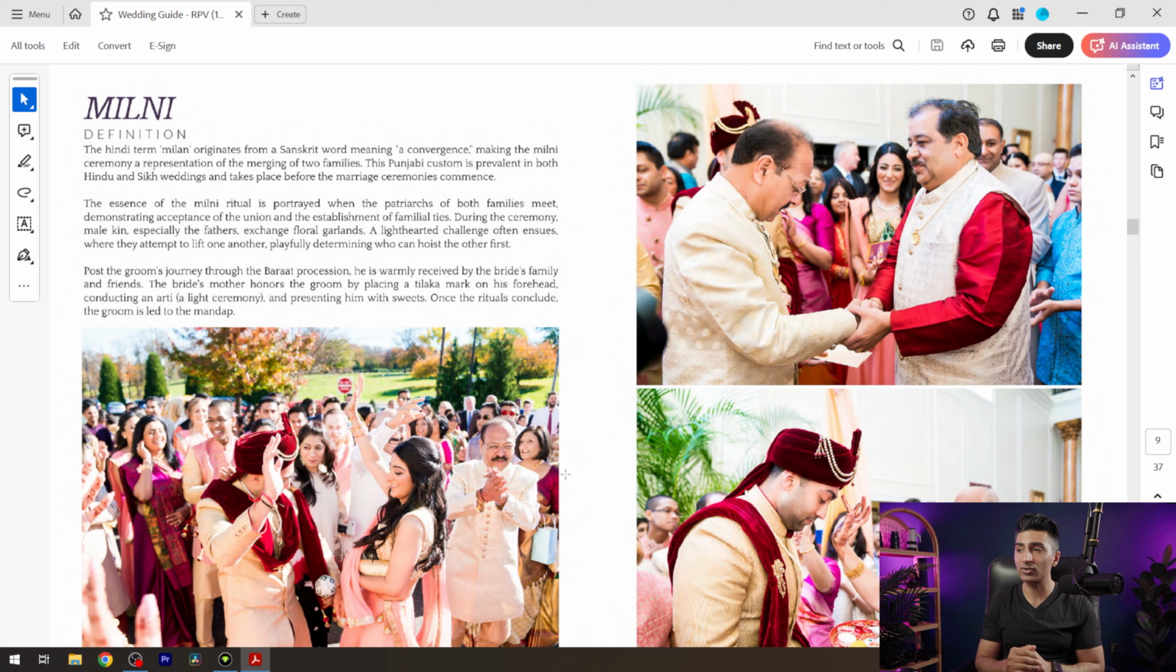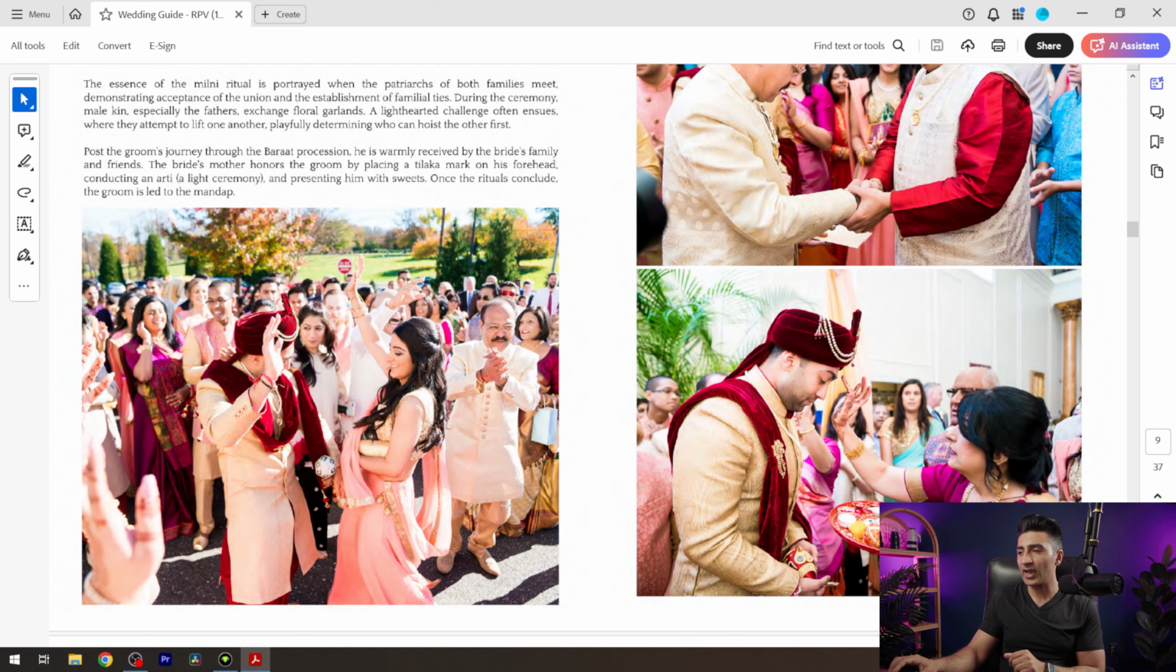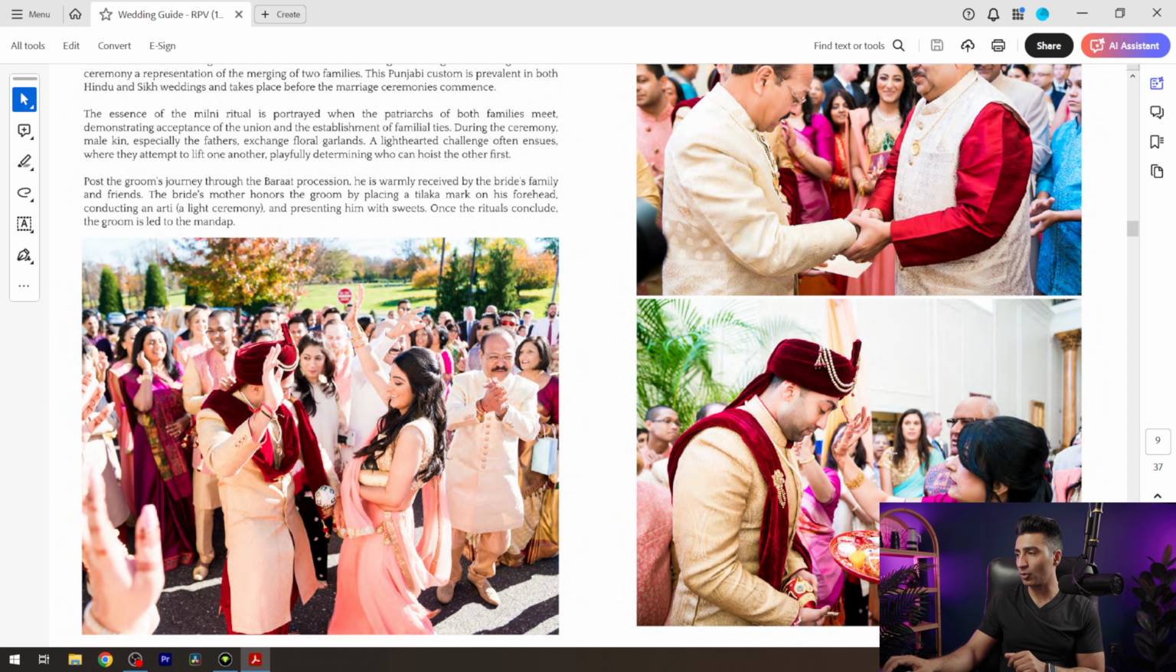The milni is really a convergence of both families meeting for the first time. And there could be some fun with this too, as part of the baraat, where the bride's family will dance with the groom's family. After that, we'll then have the puja of the bride's mom welcoming the groom. As you can see here, this puja will then happen at the arch outside of the venue itself, and something that we'll coordinate to make sure that this happens quite smoothly.